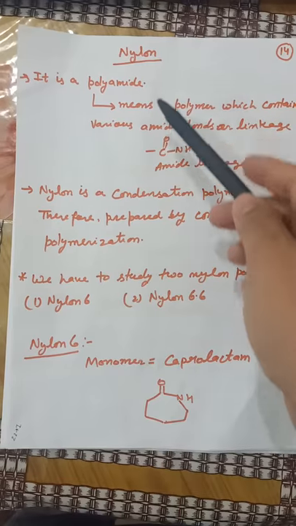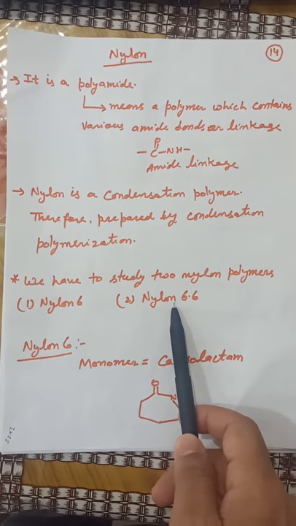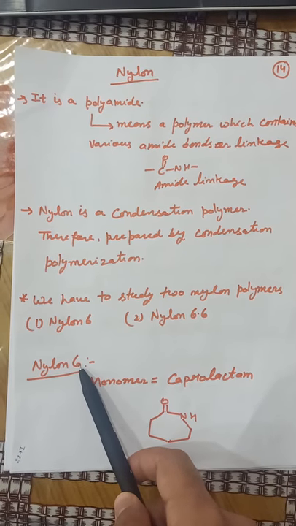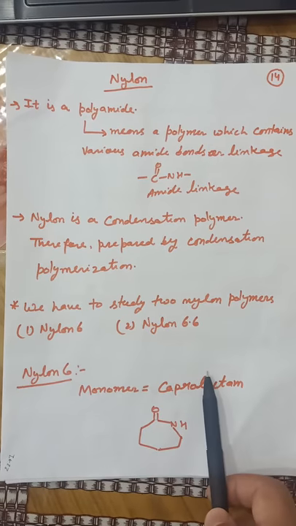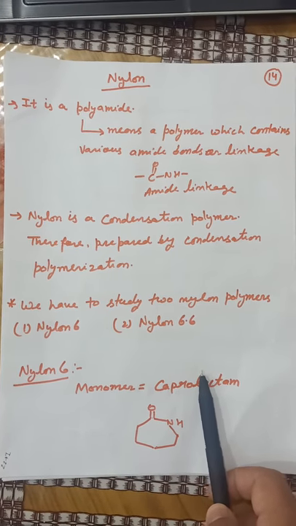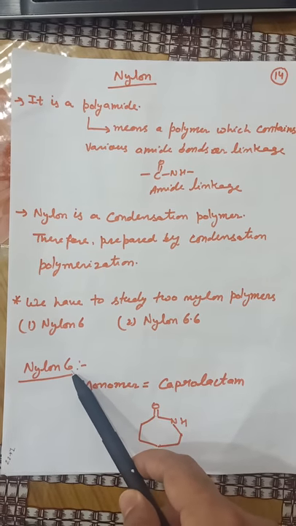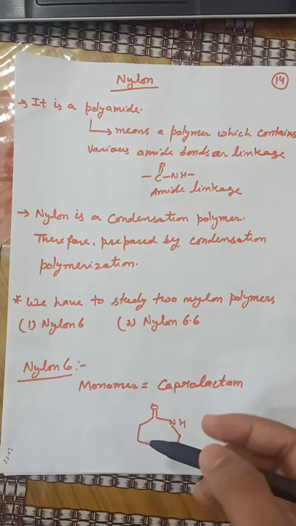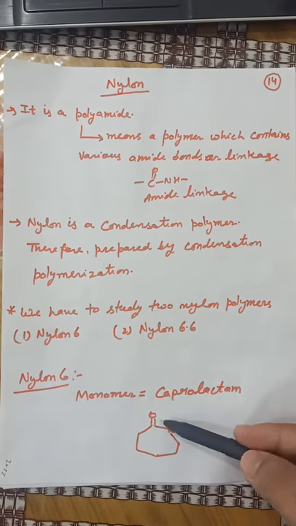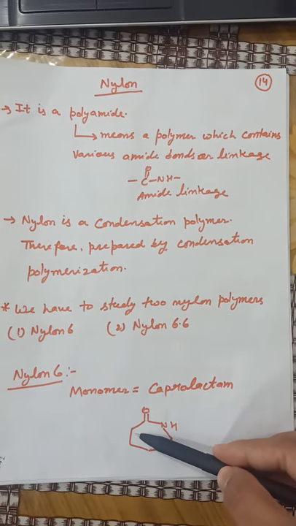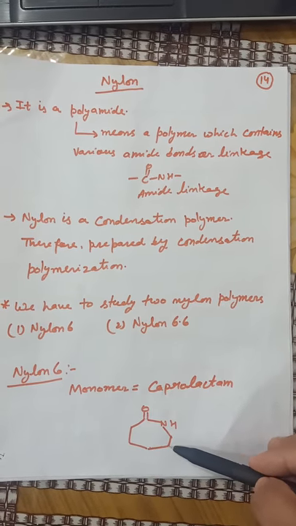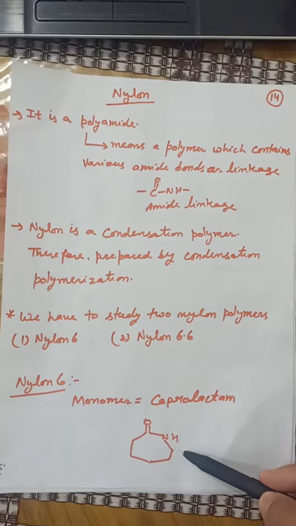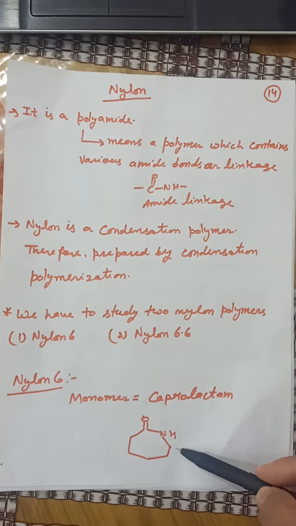In nylons, we have to study nylon 6 and nylon 6.6. Okay, now nylon 6, first I will study. The monomer for this is caprolactam. मैंने आपको पहली क्लास में ही बताया था ये. And why is this 6 written here? This is because if you see this monomer, it contains 6 carbon. Count from here: 1, 2, 3, 4, 5 and 6. Since the monomer of this nylon contains 6 carbon, that's why it is known as nylon 6.